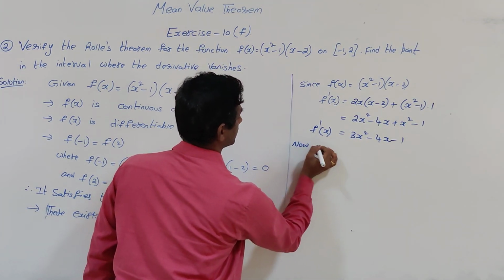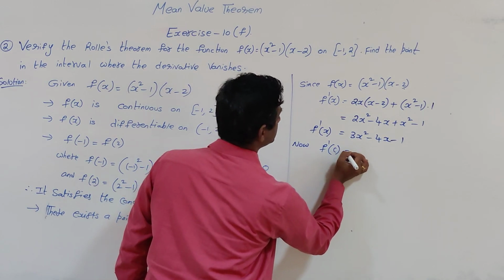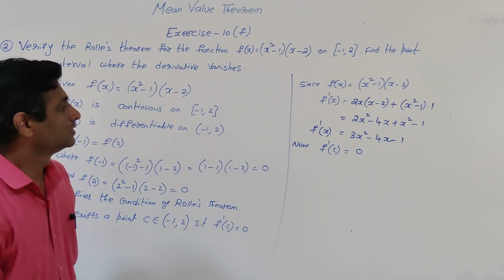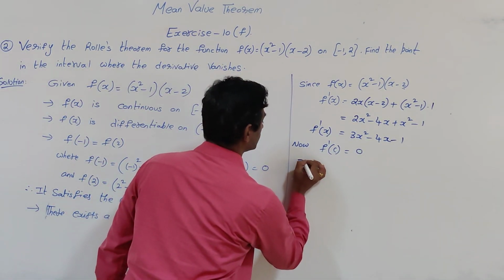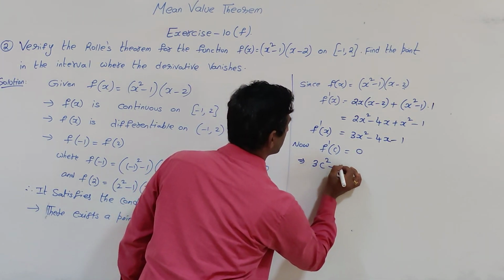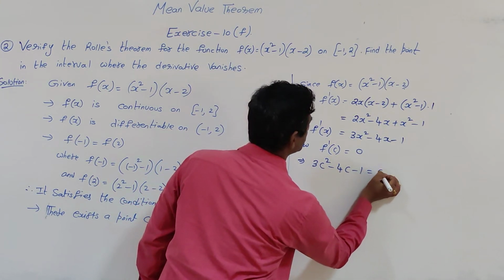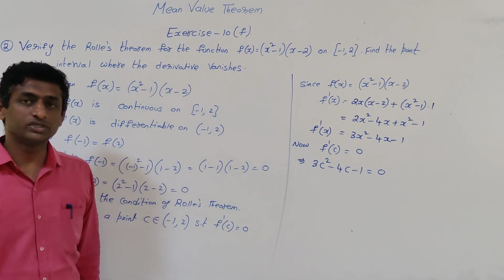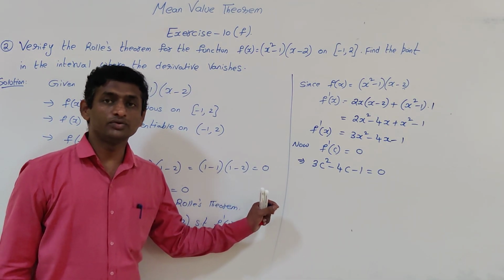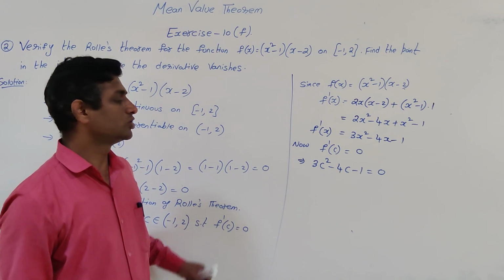Now f dash of c will be 0 as by Rolle's theorem. So apply the value of c here. So it will be 3c square minus 4c minus 1 is equal to 0. So it is a quadratic equation in the variable c. So you will get two roots.